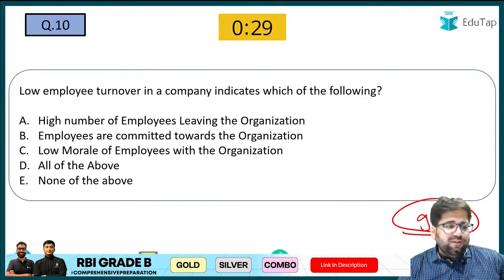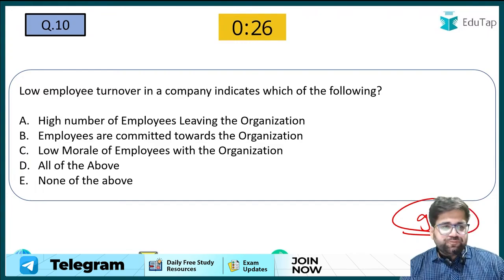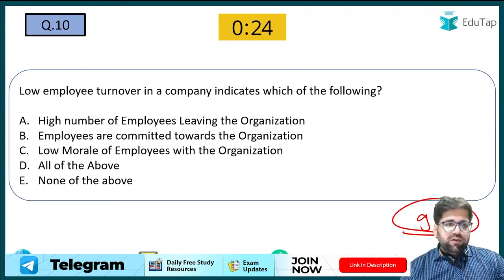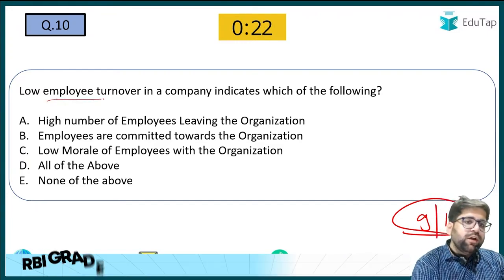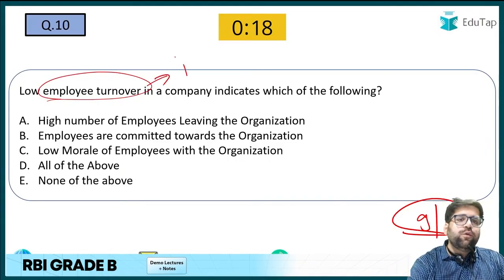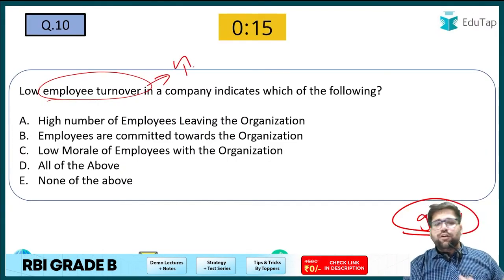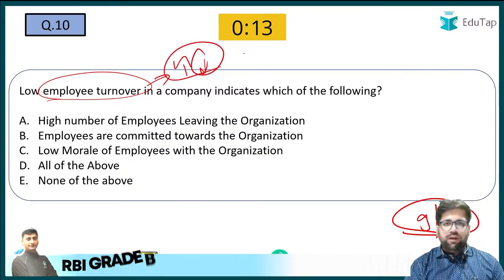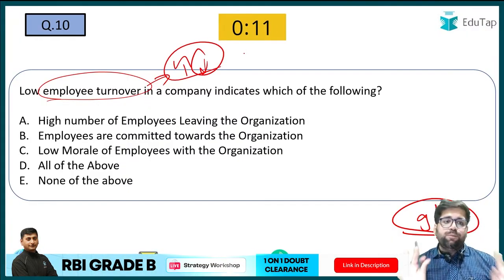So now let's see who gives me the right answer for question number 10. Low employee turnover. First of all, you have to understand what employee turnover in a company indicates. So first, what is employee turnover? How many people are incoming in your organization and how many people are going out of your organization. The net difference is known as employee turnover.